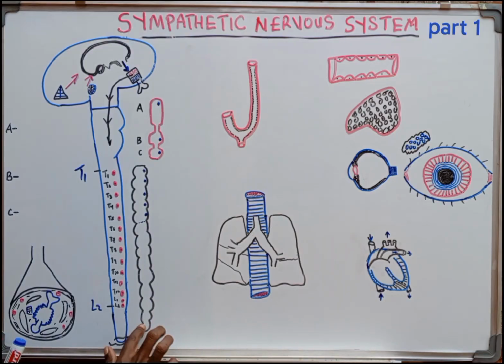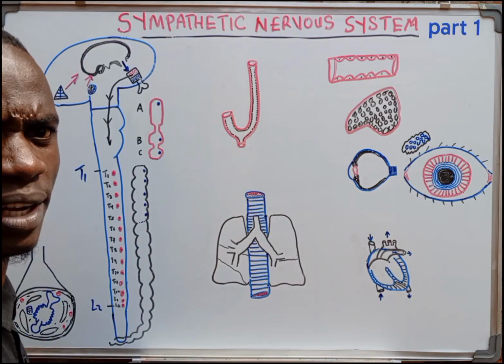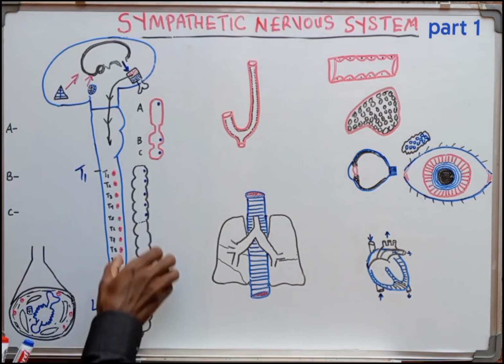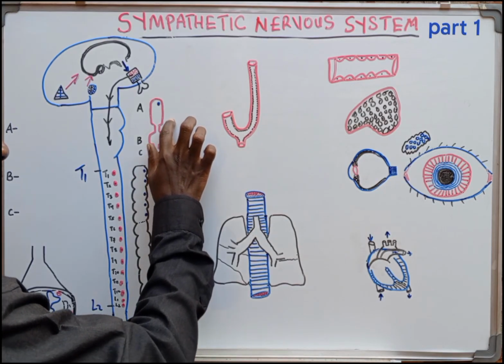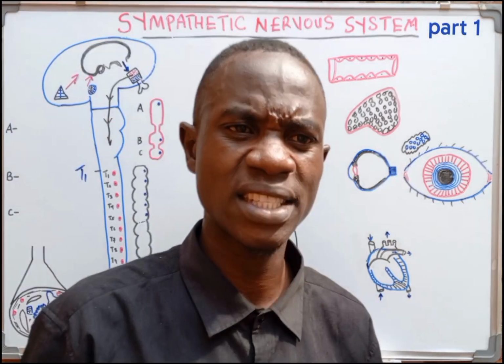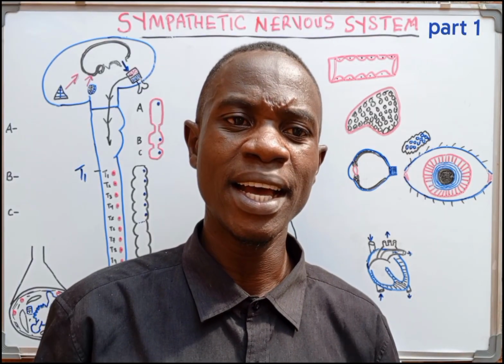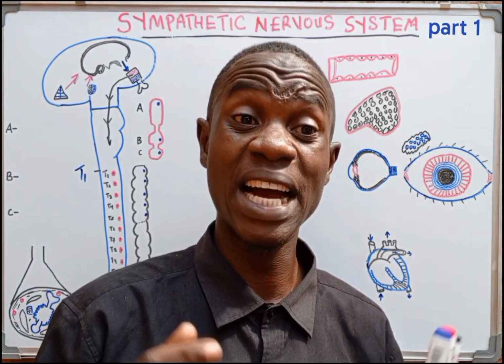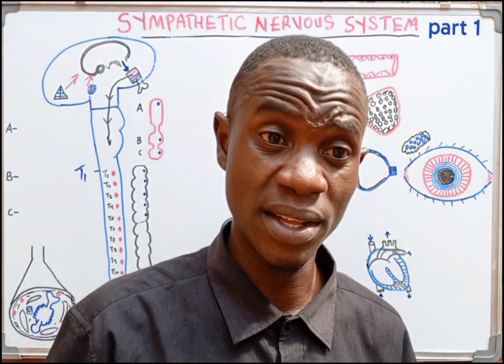This structure is what we call a chain ganglia, or the sympathetic chain ganglia. Okay. And then these ganglia here you are seeing are what we call the cervical ganglia. And of course, we said that a ganglia is a collection of neuron cell bodies outside the central nervous system. As simple as that. Okay.